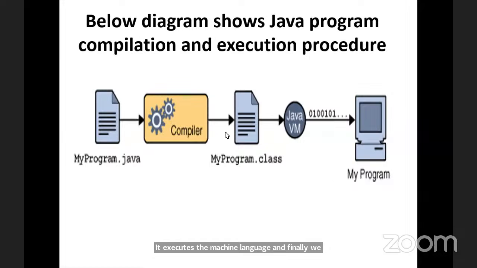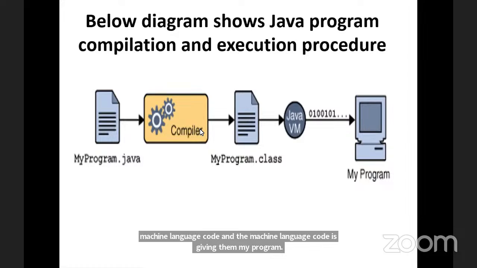So this is the process we follow daily. First we develop the .java file and give it to whom? The compiler. The compiler generates the .class file. The .class file we give to the Java virtual machine. The Java virtual machine converts the bytecode into machine language code, and the machine language code is given to my program. Okay, now the question, look carefully here.